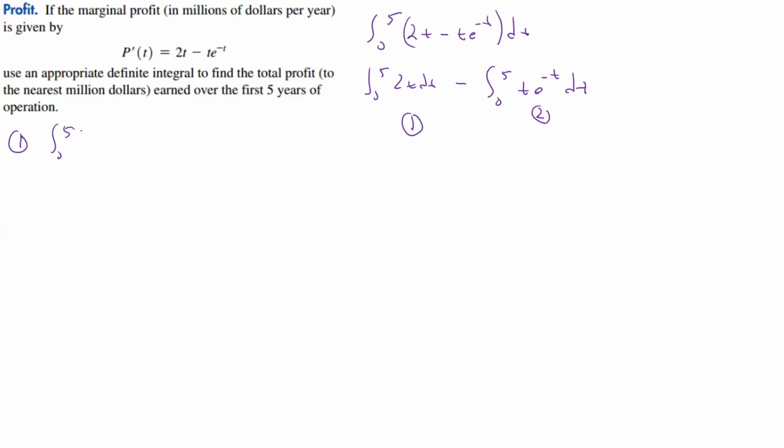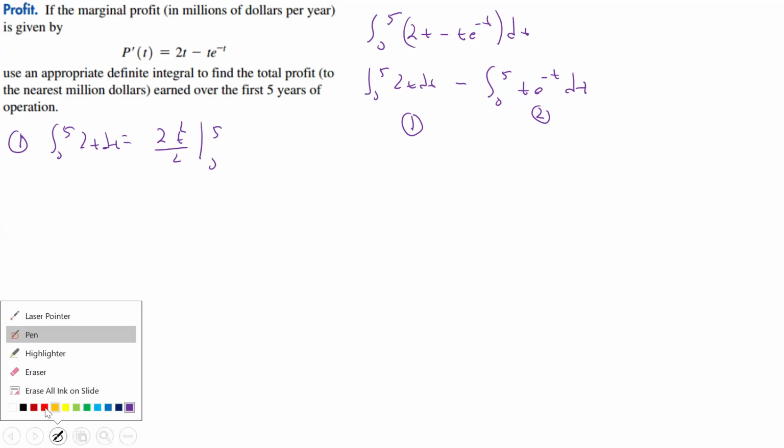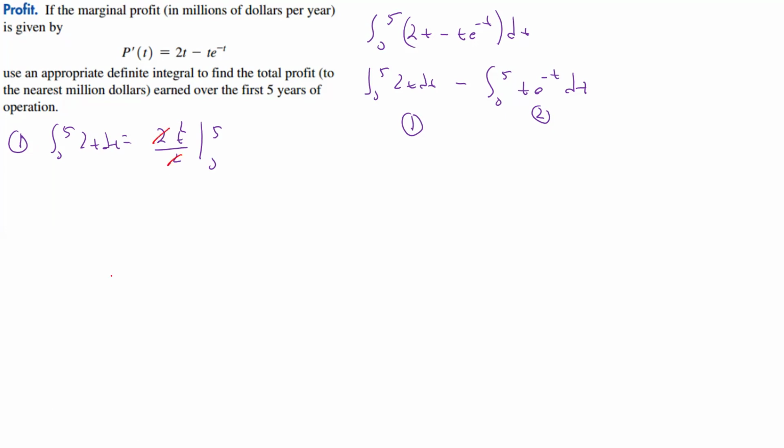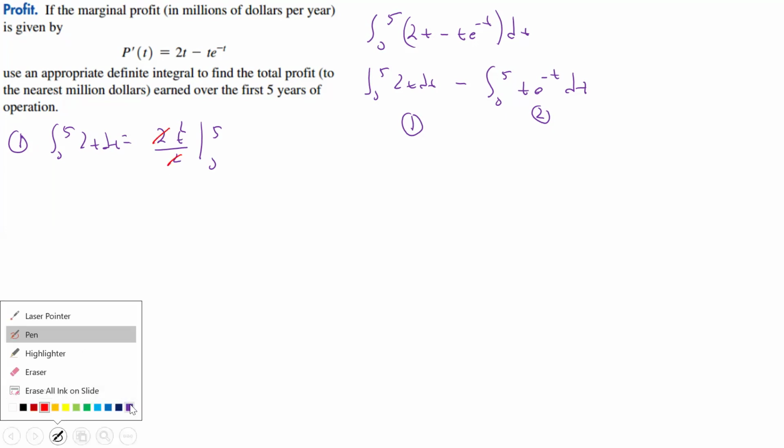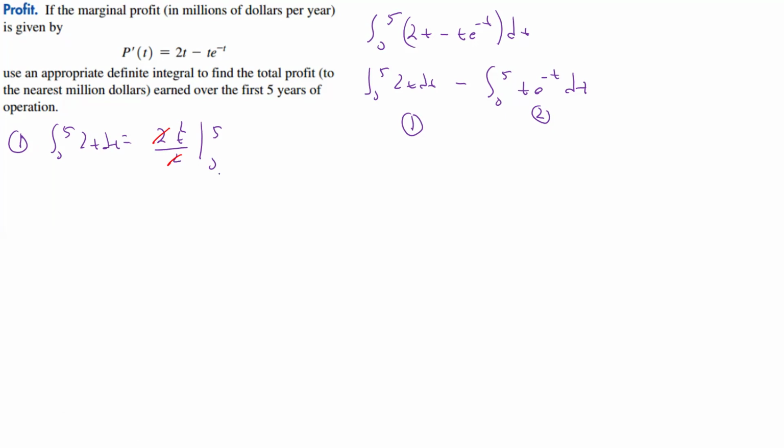So that's going to be the integral from 0 to 5 of 2t dt. So what's that going to be? That's going to be 2t squared over 2, going from 0 to 5. And now if I cancel out my 2's, those will go away. And so then basically it's just 5 squared minus 0 squared. And so that's going to give me 25. Simple enough.